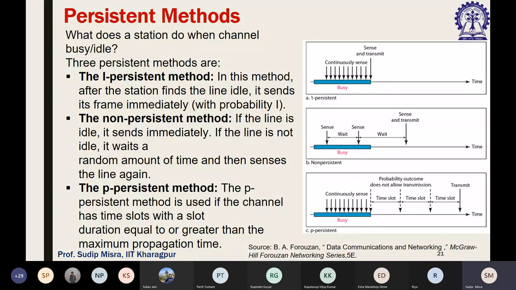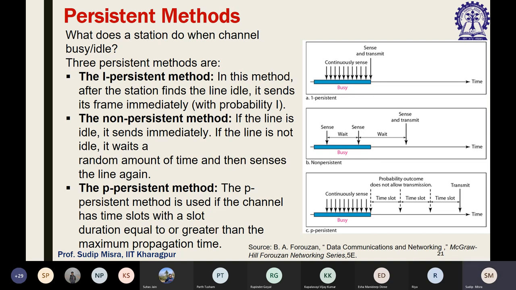I hope that one persistent is clear to everyone: whenever you sense that the channel is idle, you send. Now everybody does it, so the chance of collision is going to be higher, but it is very simple to implement. Now the non-persistent method is like this: the station senses, and whenever the channel is idle, it sends the frame out immediately.